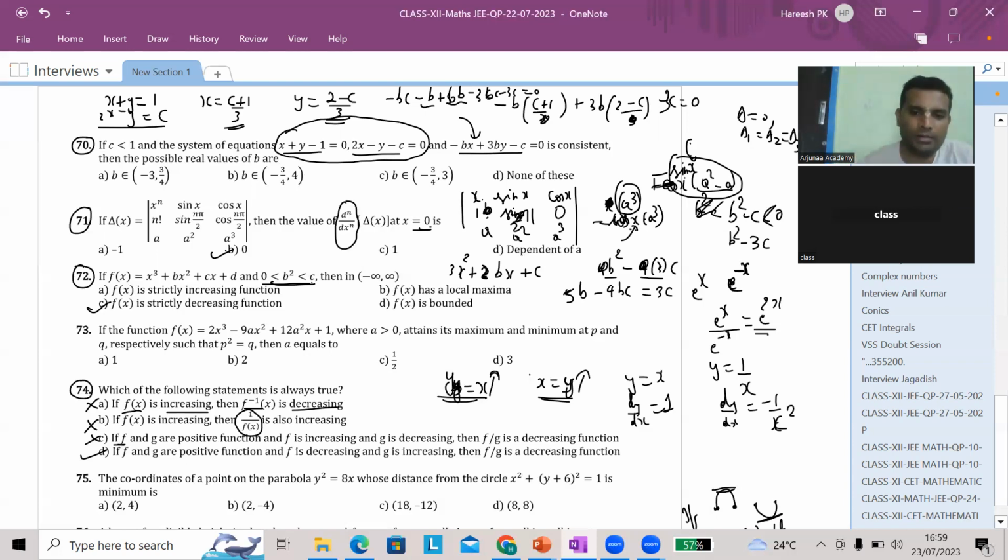So when you divide by bc, what you'll get? 5 by c minus 4 is equal to 3 by b. Correct? Yes.